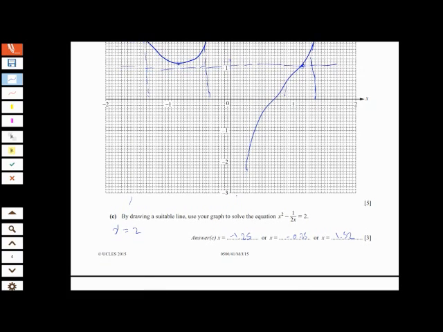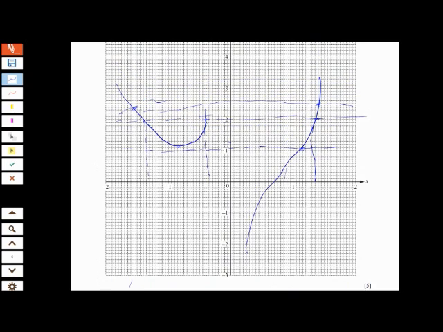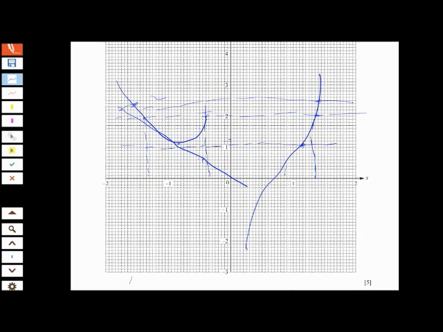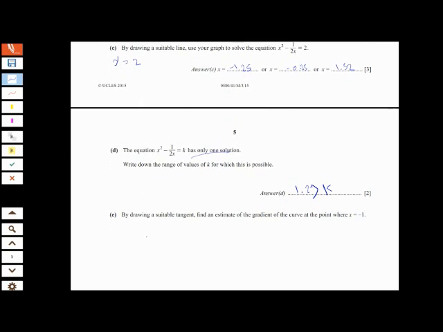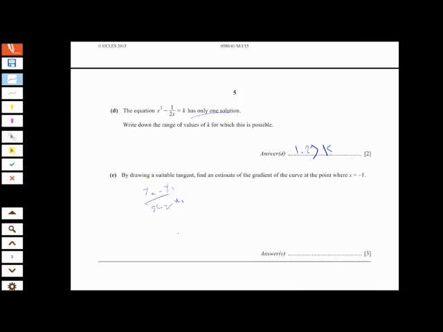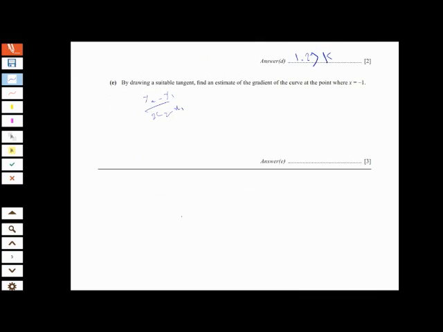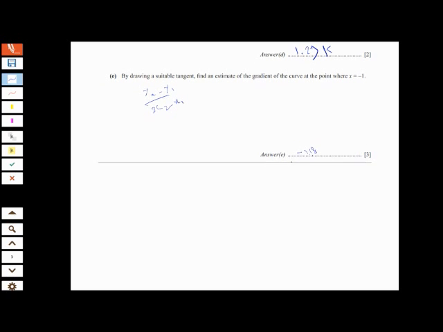There. So all you have to do here is just draw a tangent, a straight line, and get 2 points from this line, and then use the formula y2 minus y1 over x2 minus x1, and you'll get the gradient. That will be the answer. The answer should be negative 1.18. On to the next question.